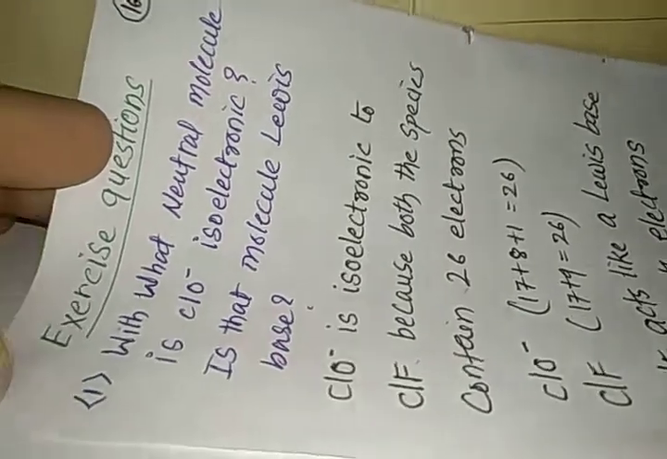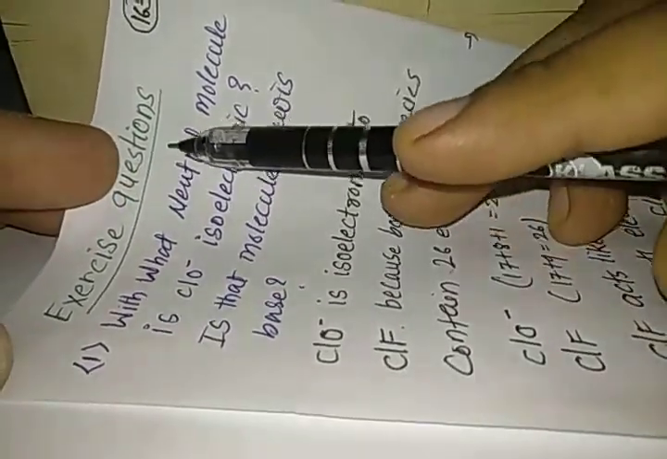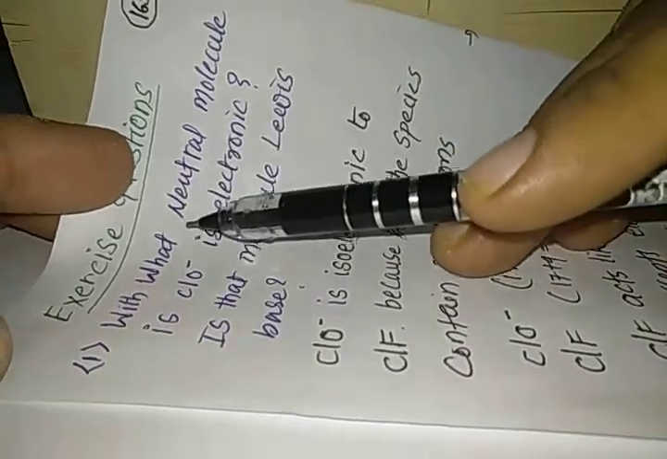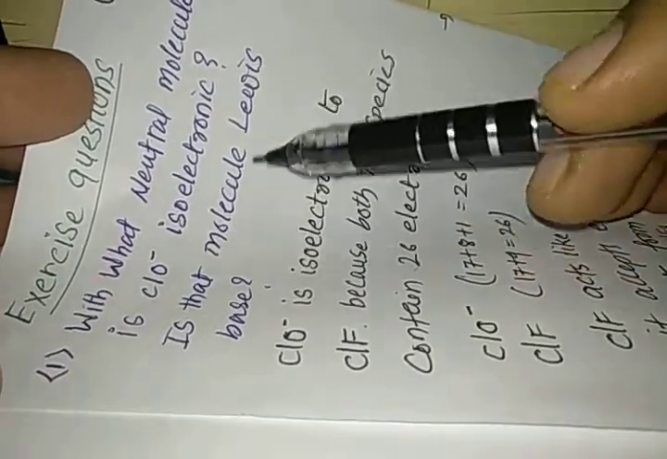My dear students, some of the exercise questions have not been discussed during our discussion, so that is what I am going to discuss with you. The first exercise question is, with what neutral molecule is ClO minus isoelectronic? Is that molecule a Lewis base?